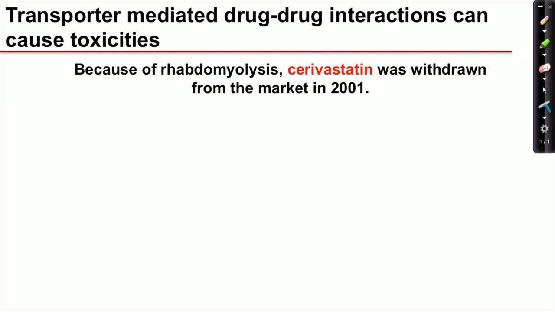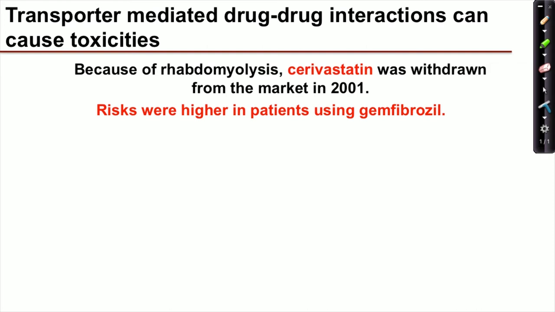It was withdrawn from the market in 2001 because of rhabdomyolysis, a life-threatening side effect to this particular statin, and actually to many statins, although rare for the other ones, but more common for rivastatin, had occurred in a number of patients, and I think there were like 52 fatalities which were attributed to rivastatin because of rhabdomyolysis. So it was withdrawn from the market, and at that point in time, they recognized that a drug-drug interaction may have been the cause of the withdrawal, and I'll describe that.